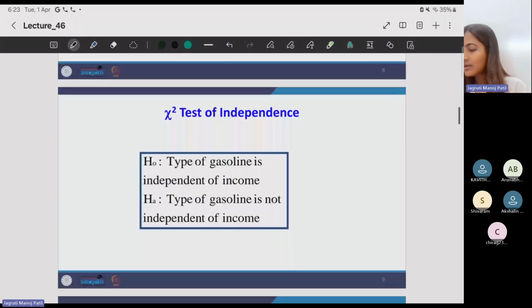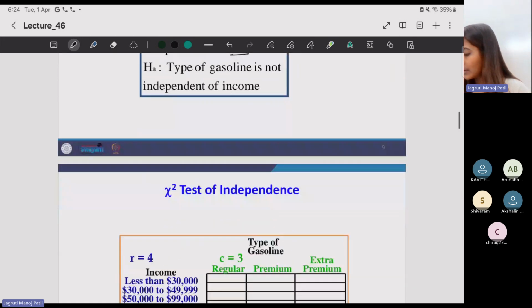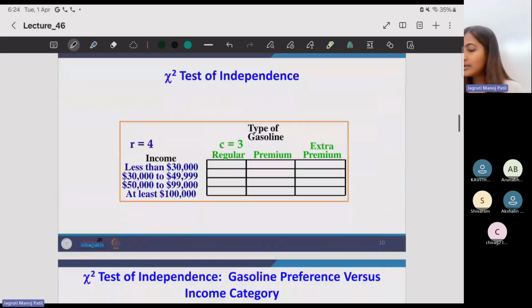We'll take one example. We want to see if there are two variables, like gasoline and income, and whether these variables are dependent on each other or not. So here what we have is this. We have these 4 categories right here. This is our Q1 again. This is our Q2 again. For Q2 we have 3. For Q1 we have 4. So what would be our degrees of freedom over here?